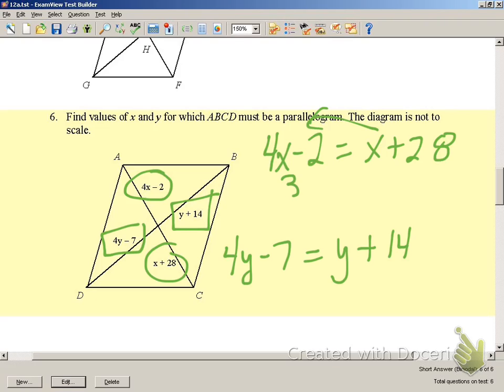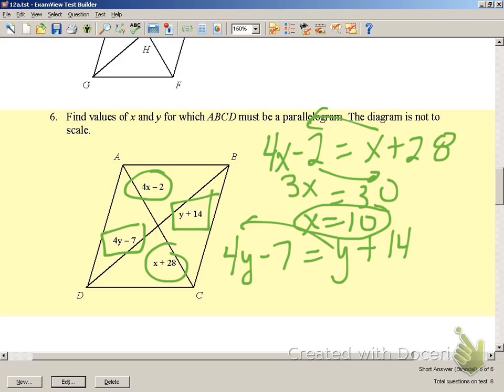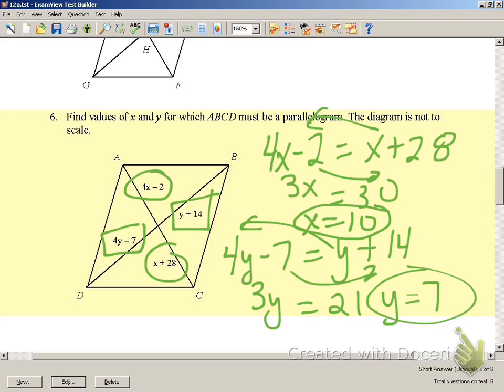This x goes across, we have 3x. This goes across, we have 30. So x equals 10. And moving the y over, 3y, this one goes over, 21, so y equals 7. x must equal 10, and y must equal 7 in order for this to be a parallelogram. And that's our startup for this week.